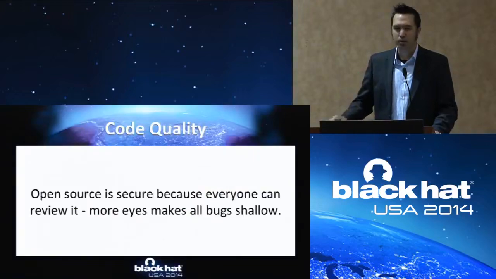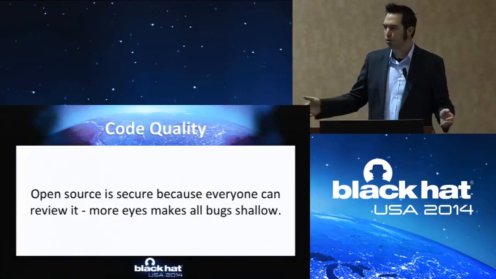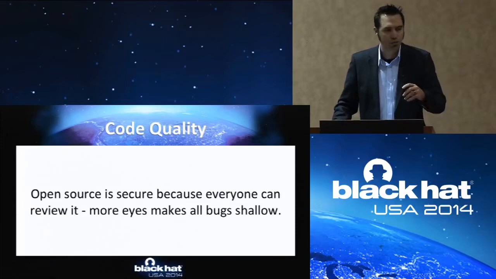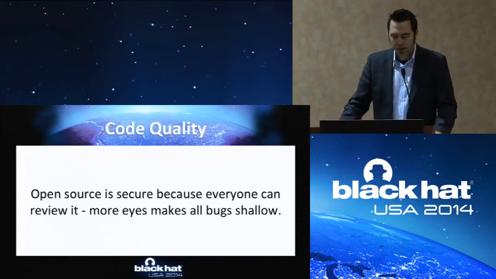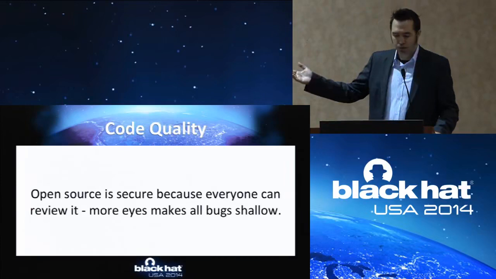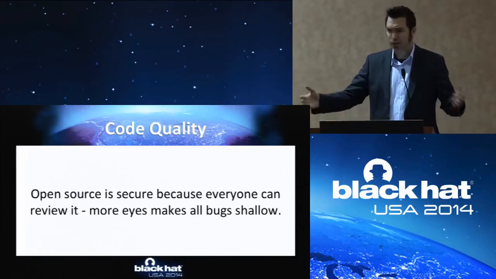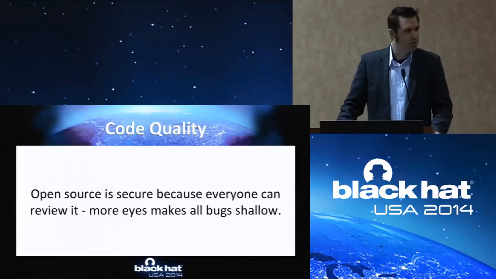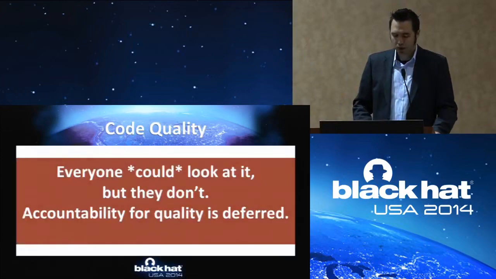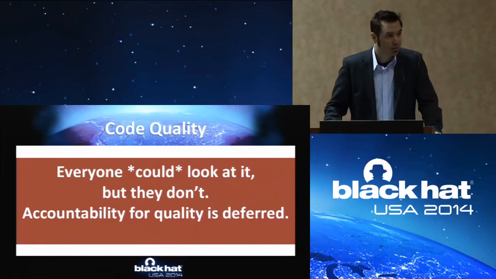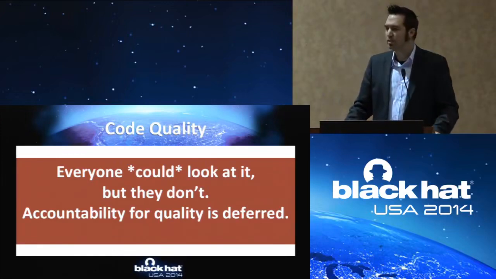But what always comes up right away is this sort of open versus closed source debate, right? Like Heartbleed comes out and then all of a sudden it's just don't use open source because open source is awful, right? And what you'll hear people say all the time about open source is that it's actually secure because everyone can look at it. They can find bugs easier. It makes them shallow, and that's why it's more secure. But the reality is everyone could look at it, but they don't, right? And so when it comes down to it, accountability is deferred for the most part.